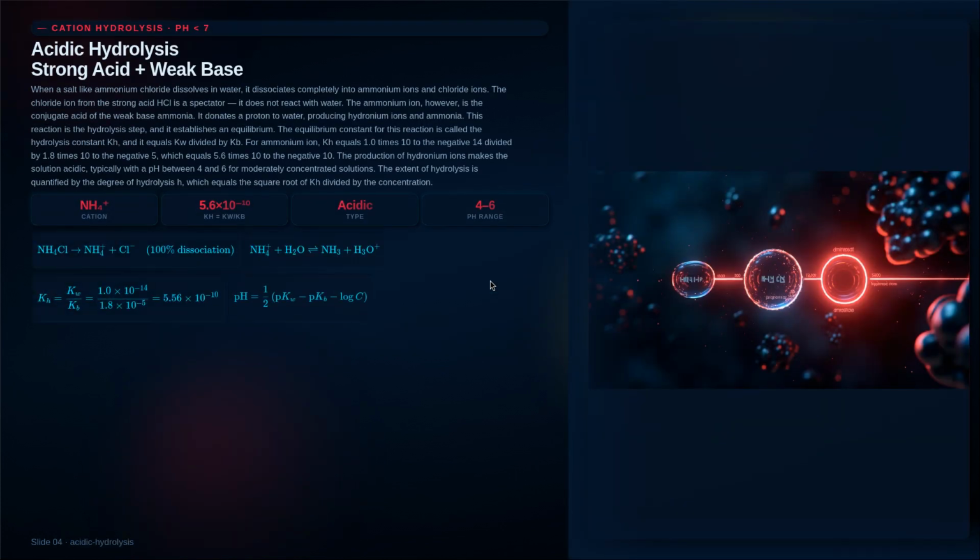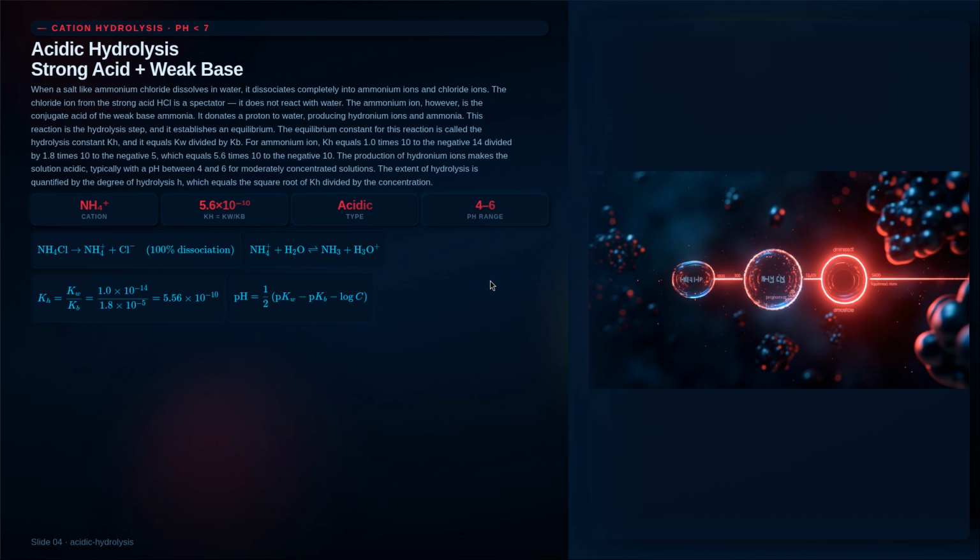When a salt like ammonium chloride dissolves in water, it dissociates completely into ammonium ions and chloride ions. The chloride ion from the strong acid HCl is a spectator. It does not react with water. The ammonium ion, however, is the conjugate acid of the weak base ammonia. It donates a proton to water, producing hydronium ions and ammonia. This reaction is the hydrolysis step, and it establishes an equilibrium.